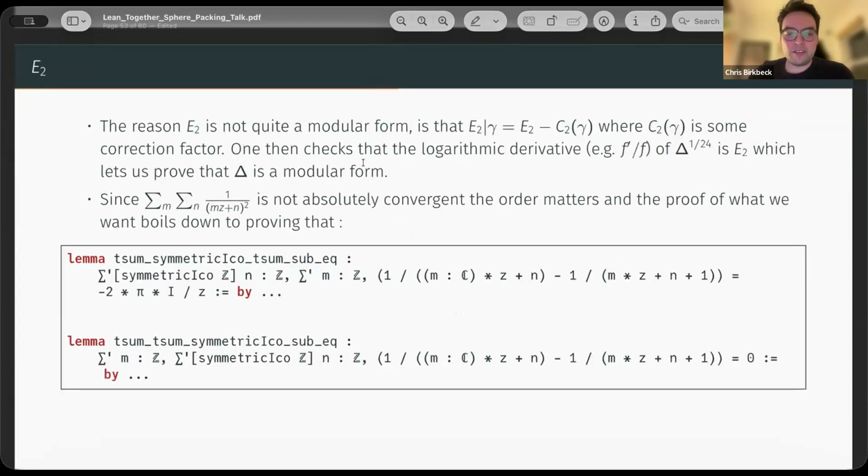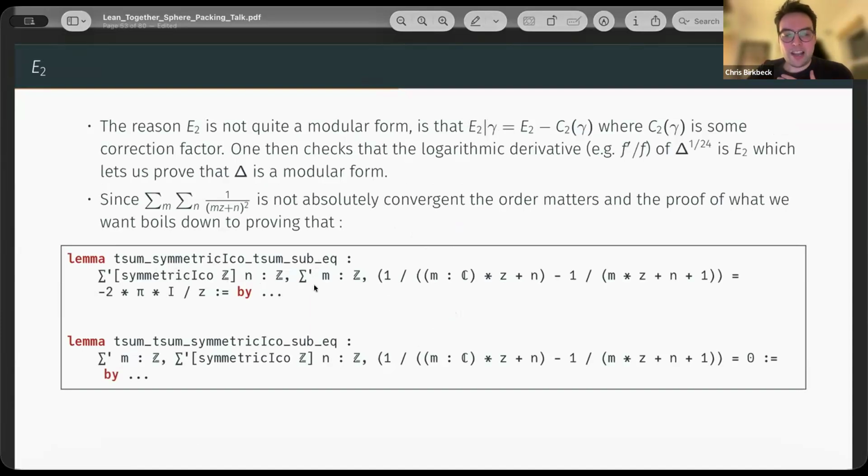But once you have this, then you're golden. And so it all boils down to just proving how this not quite modular form thing behaves. And it all comes down to, as I said, that this sum wasn't quite absolutely convergent. It matters in which way you order the m and the n. You do the sum here. And the main tricky thing is this theorem, let's ignore this symmetric thing for a second.